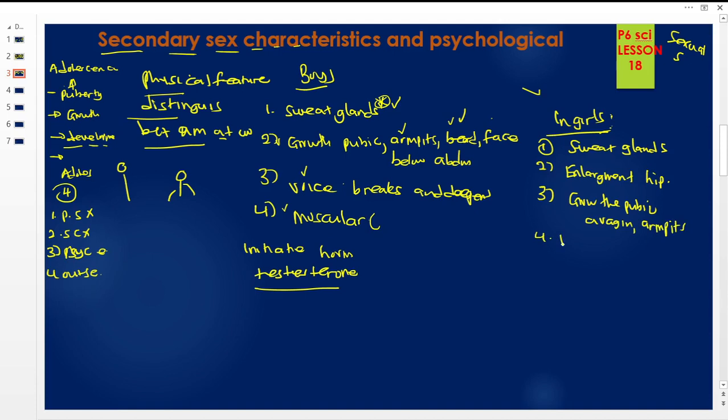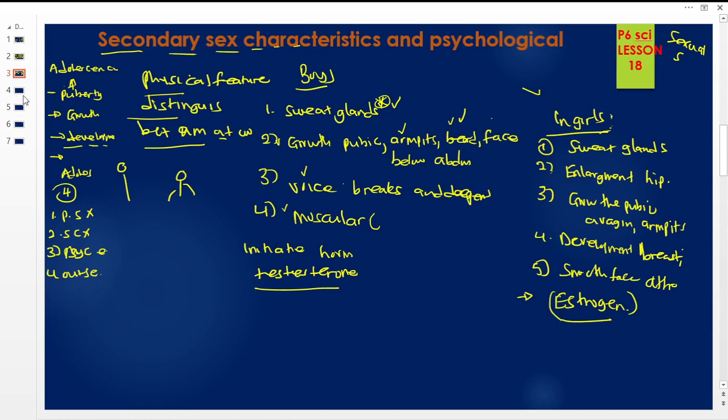Then they develop breasts, and these breasts become tender and so attractive. Then their faces look so attractive. So they get smooth faces that are attractive. So these are the secondary sex characteristics in females, in girls. And what brings these characteristics in girls? It is the hormone called estrogen produced by the Graafian follicle.